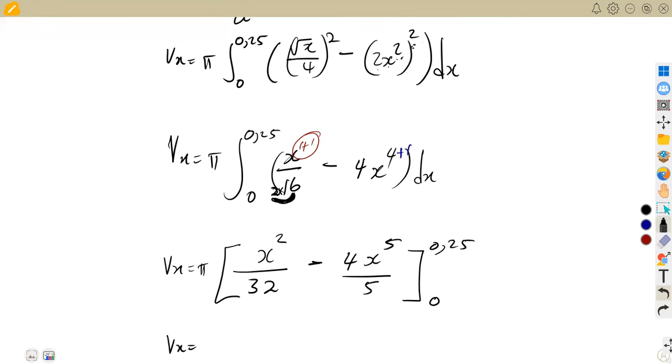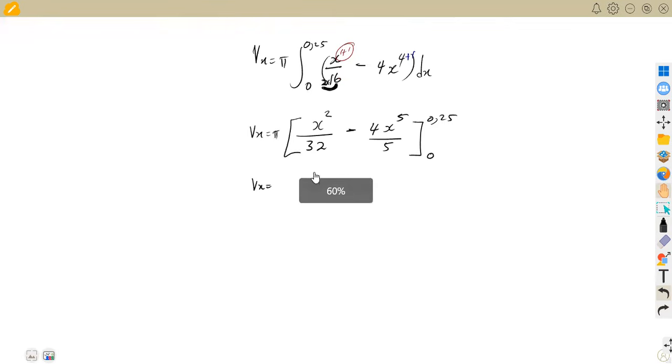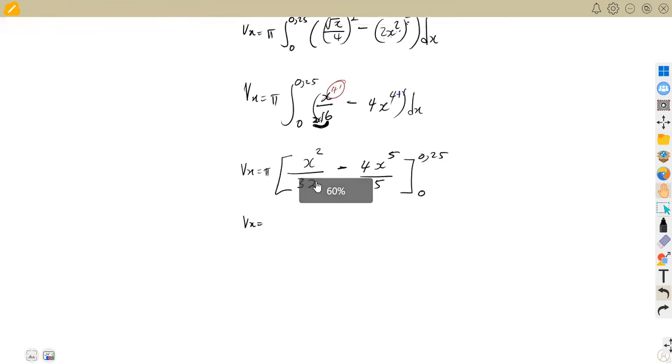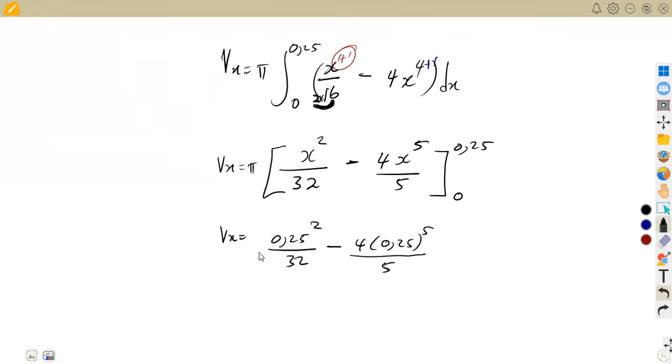So that's it. We can substitute our values, upper limit minus lower limit. Remember, that is how we are supposed to substitute back. So we're going to have our upper limit, which is 0.25. So that's 0.25 squared over 32 minus 4 into 0.25 to the exponent of 5, everything over 5 like this.